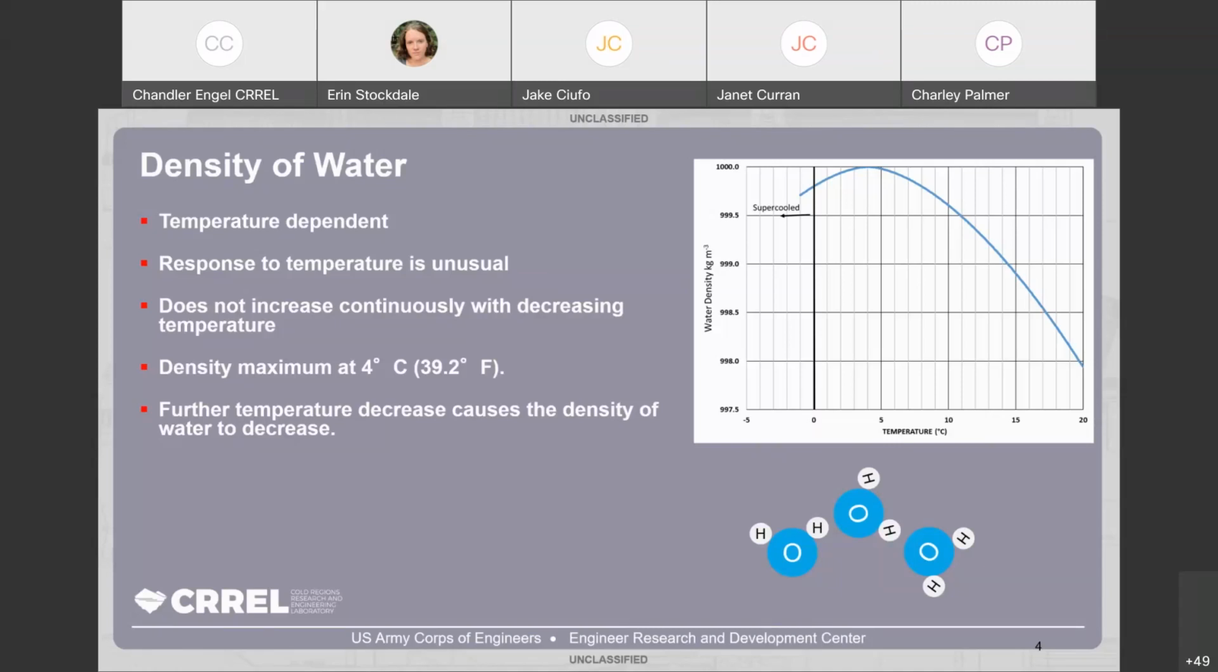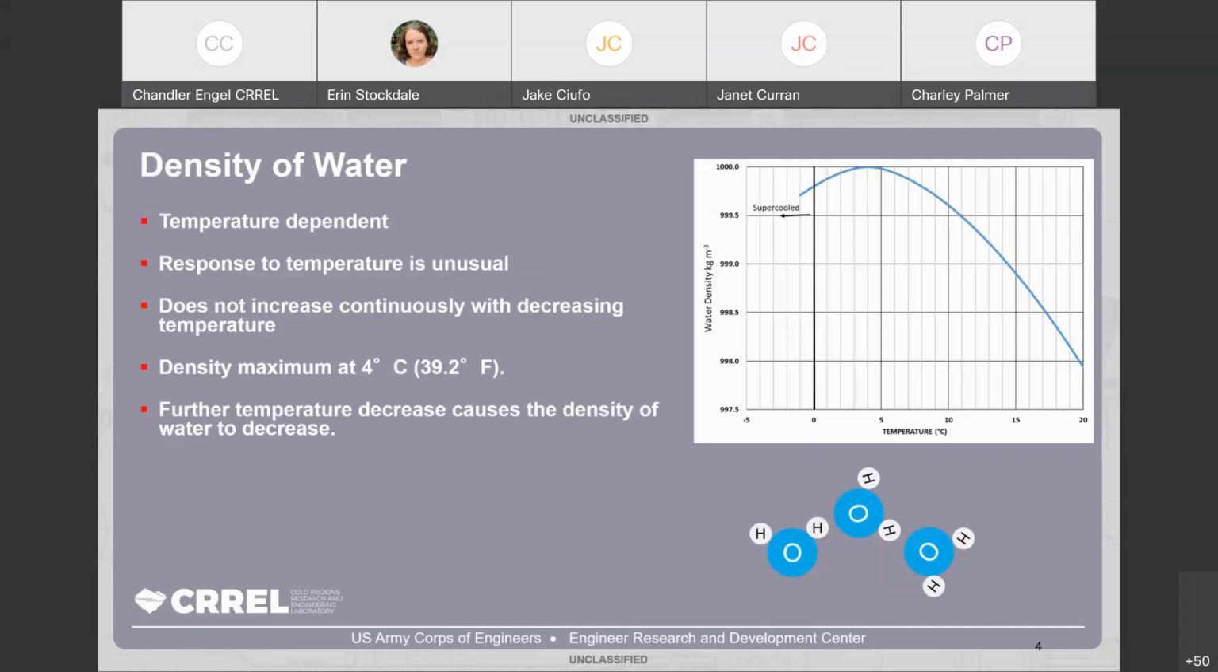So you can see the temperature density curve of pure water also as it declines, it actually extends beyond 0 degrees C to the left, so past the freezing point. Water in this range is referred to as supercooled water. We'll talk about that later in this presentation. It's an important property that we'll talk more about.